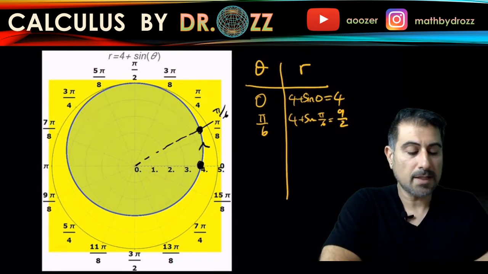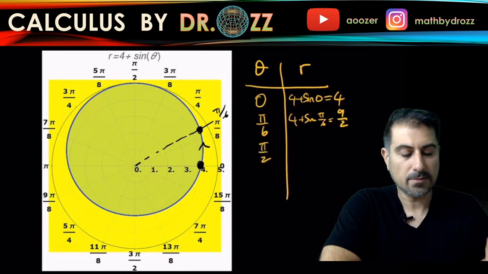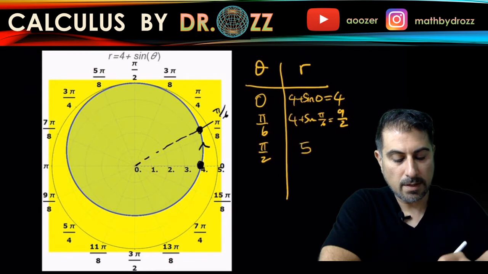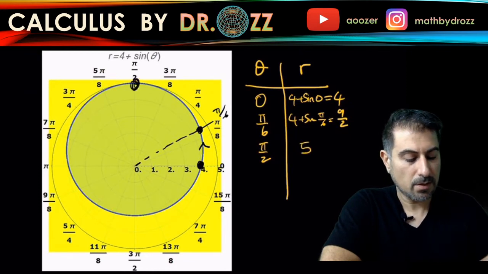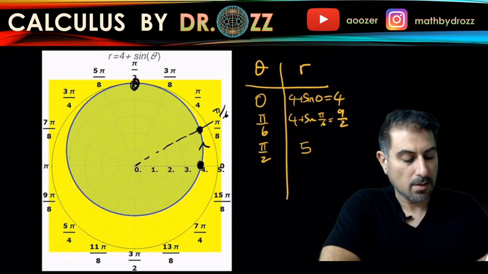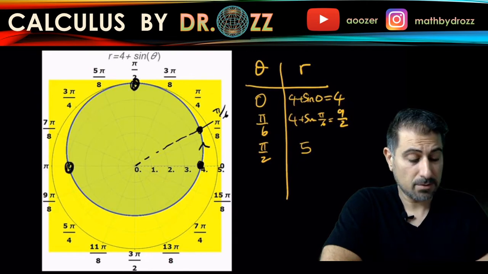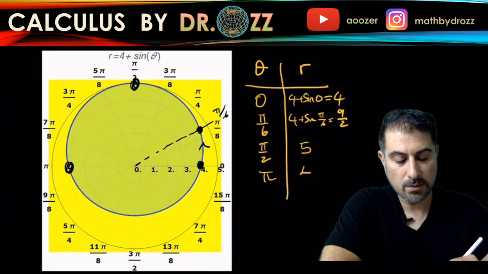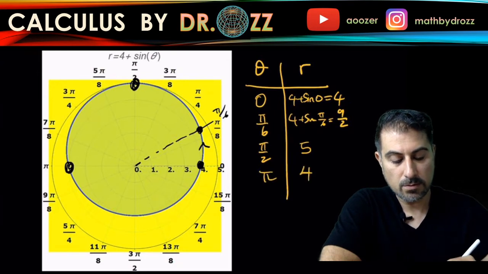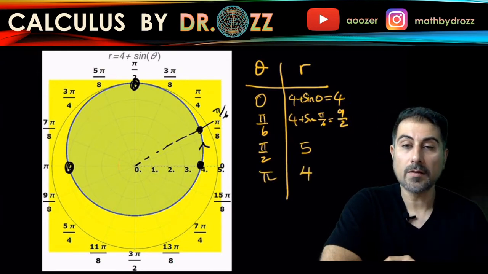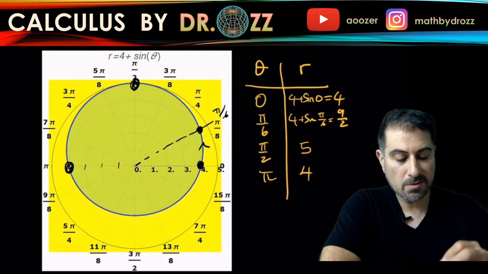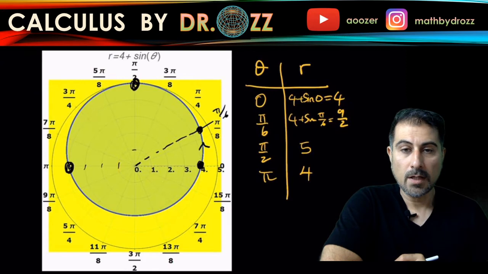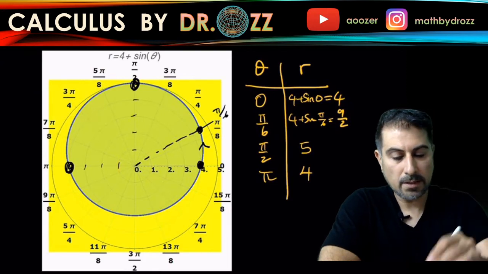This is 4 plus sine pi over 2, and that's 5. You can check that by yourself. Then at pi, it should be 4 plus sine pi, and that should be 4. So you walk 4 units, 1, 2, 3, 4, on the ray theta equals pi, and you walk 5 units on the ray theta equals pi over 2. Let's try 3 pi over 2 and 2 pi, and then you're done with this.